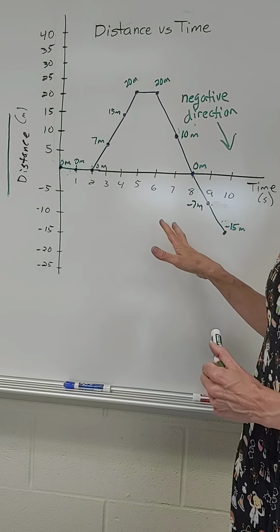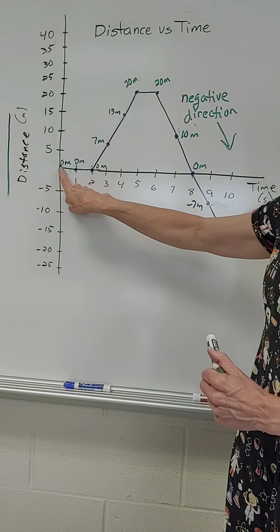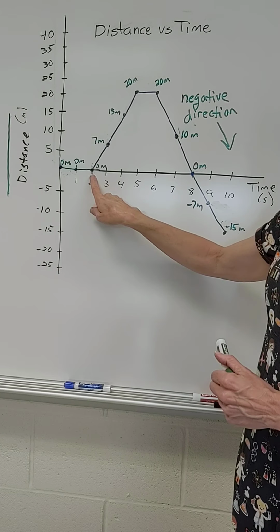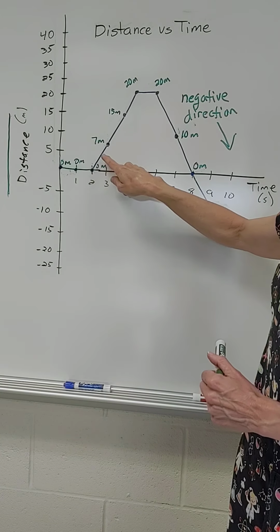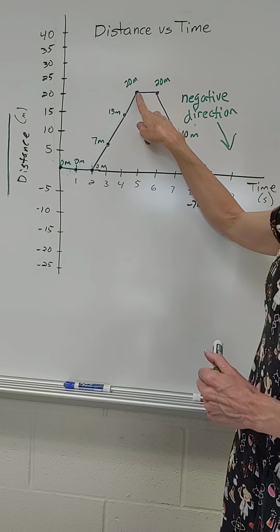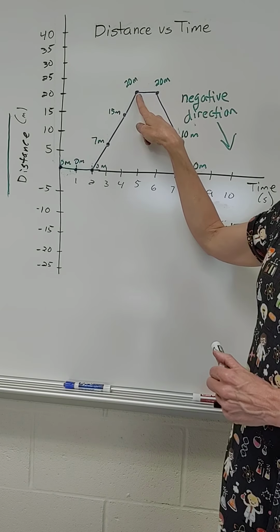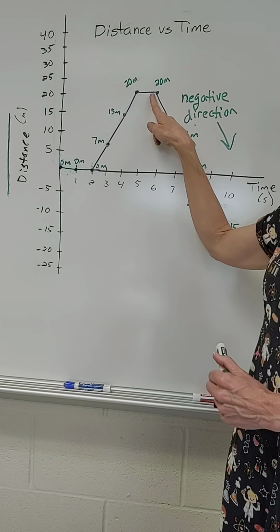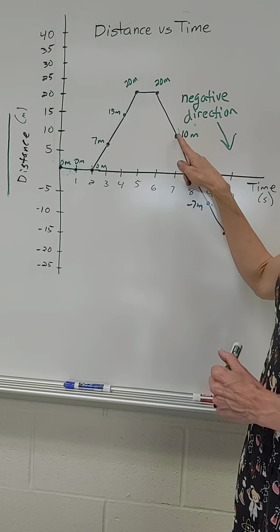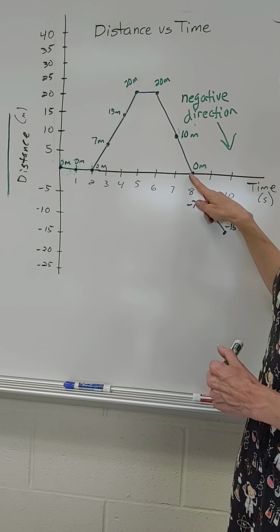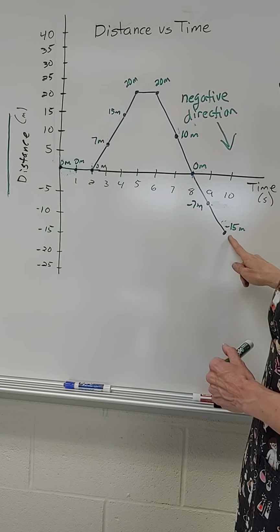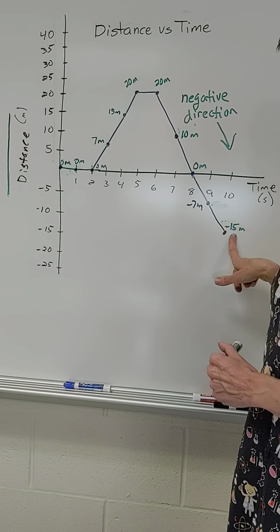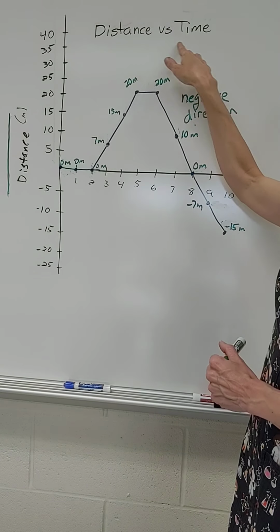So let's go over the whole thing one more time very quickly. For the first 2 seconds, this thing stayed at the start. Then the object or the person started moving forward, and it kept moving until it got 20 meters away from the start or the origin. It stayed still for 1 second. Then they started moving backwards. They reached the start, and they kept moving backwards until they got -15 meters beyond the starting point. I hope that helps you to learn how to read a distance versus time graph.